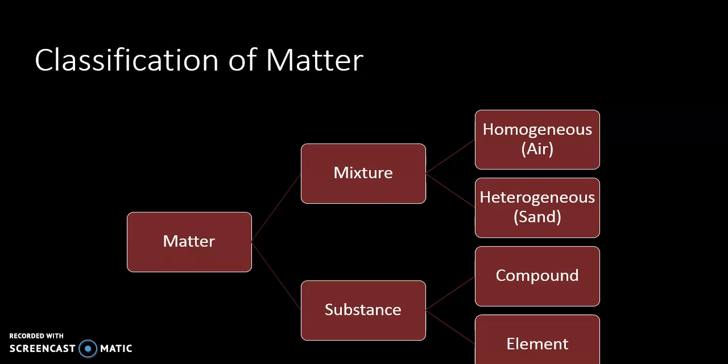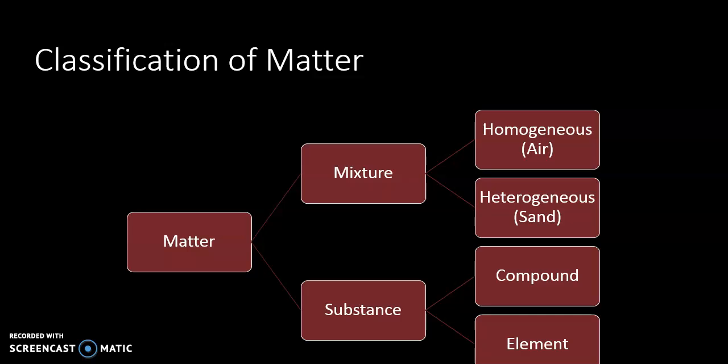What are the classifications of matter? Matter can be classified as a mixture or a substance. So mixtures can be homogeneous, such as air. When a mixture is homogeneous, that means that the mixture is complete. It's smooth. You cannot tell what the parts are without a special test or without knowing what parts you put in.